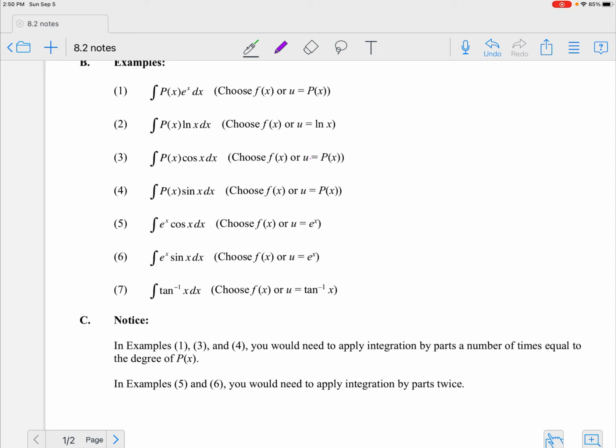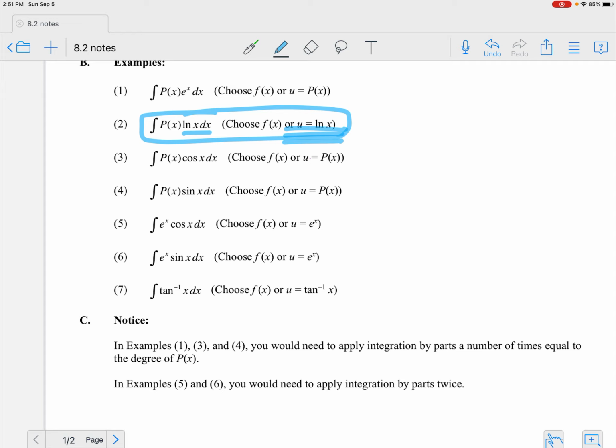If you have a polynomial, typically that is going to be your f of x. The time that it doesn't happen is if you have natural log. No matter what, natural log will always be that f of x. And the reason for that is because you have to have integration by parts even to do the antiderivative of it, okay? So anytime you have natural log, that's always going to be that f of x.